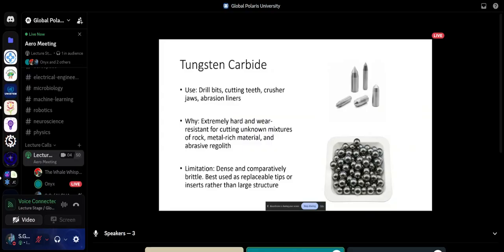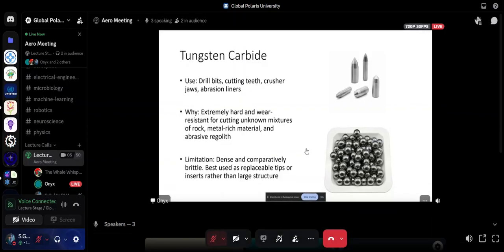Tungsten carbide. Our main application for this will be drill bits. So think the actual mining equipment: cutting teeth, pressure jaws, even abrasion liners. This is all very important. This is when we actually start to mine the asteroid.